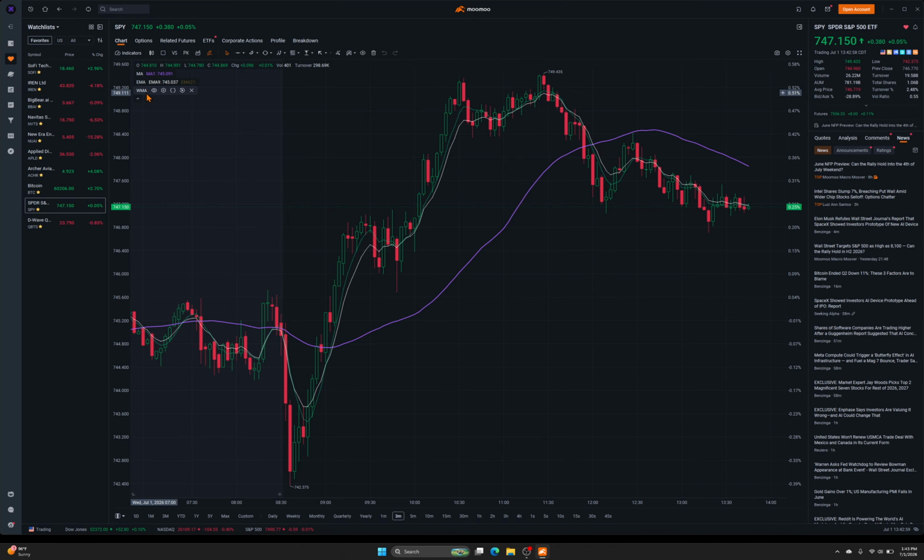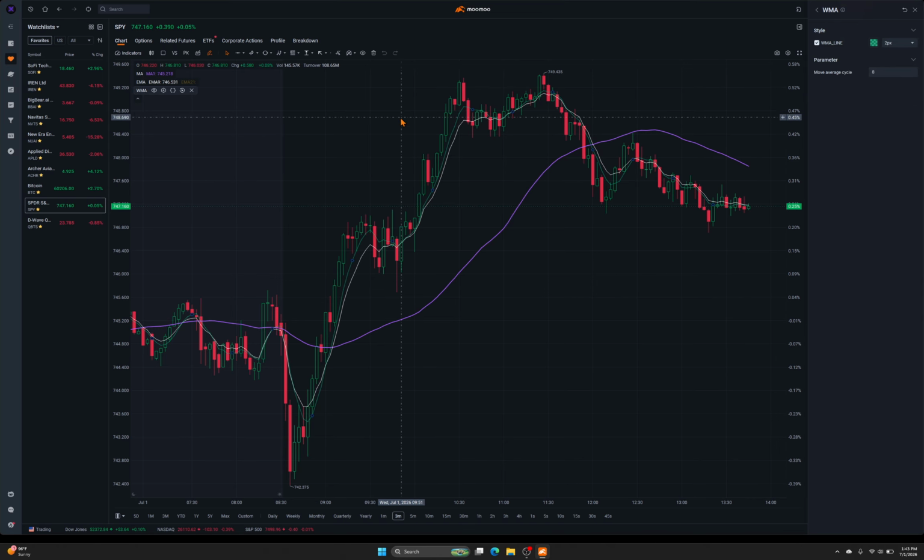Right, now we move on and we go here, right? The WMA, moving average cycle, 8. I just changed it to green just to differentiate it from the purple and white line. You can change it to whatever color you like, but that is the moving average cycle, 8, and I am using green for that.